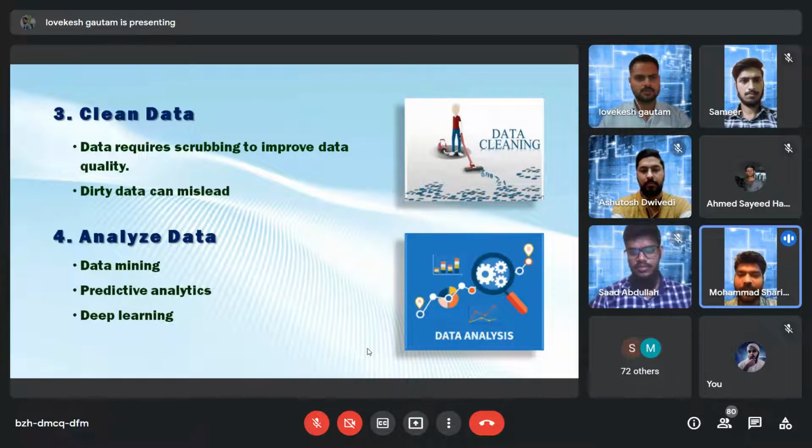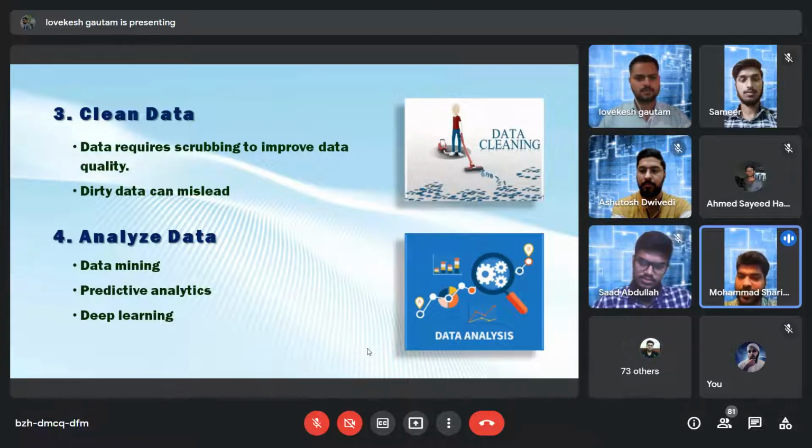Data, big or small, requires scrubbing to improve data quality and get stronger results. All data must be formatted correctly, and any duplicative or irrelevant data must be eliminated or accounted for. Dirty data can obscure and mislead, creating flawed insights. Now in final step, let's see how big data is analyzed.